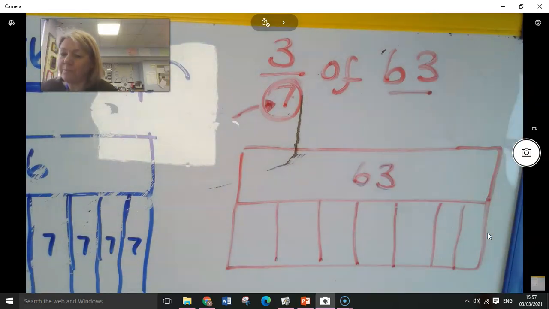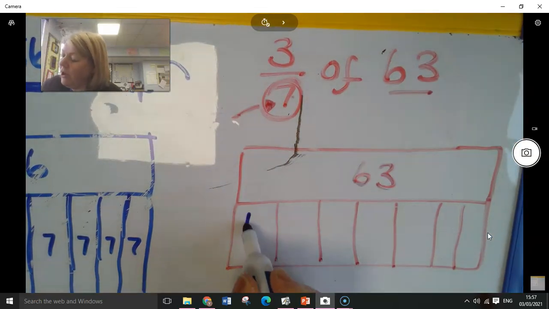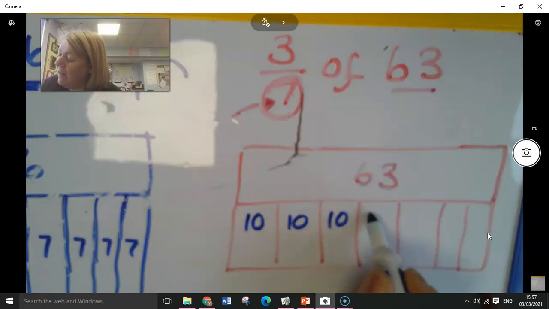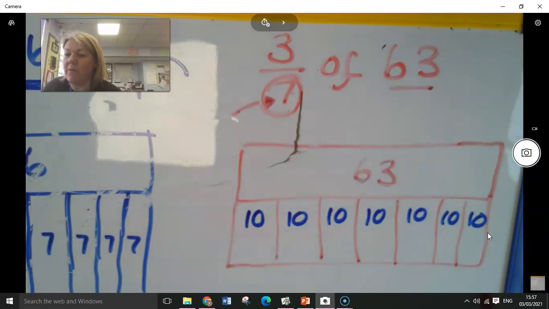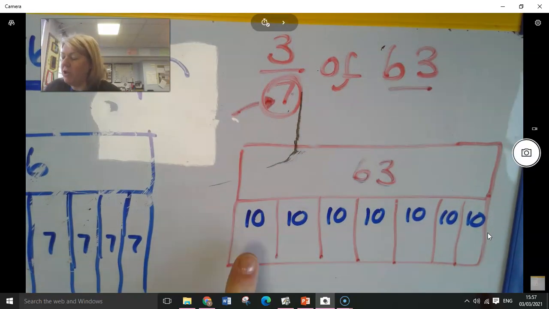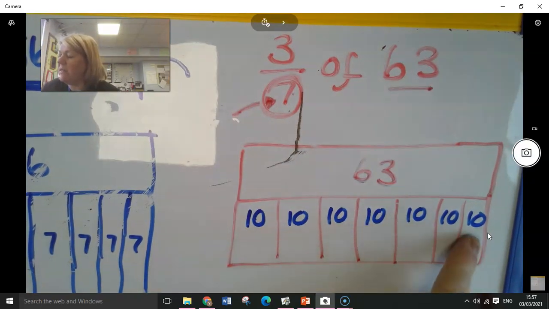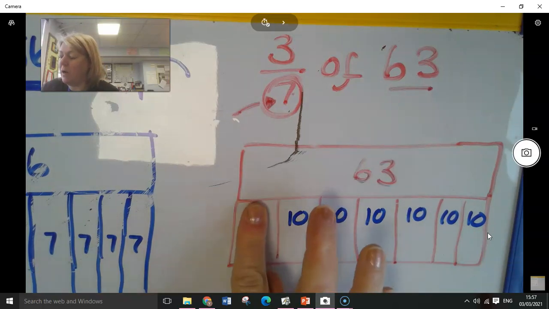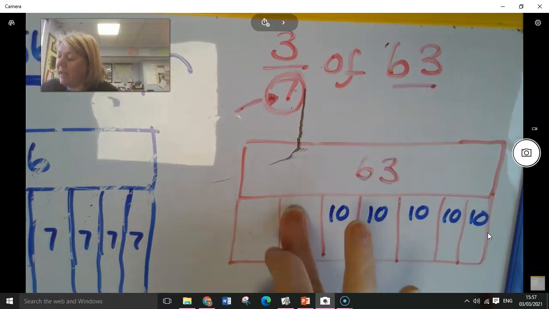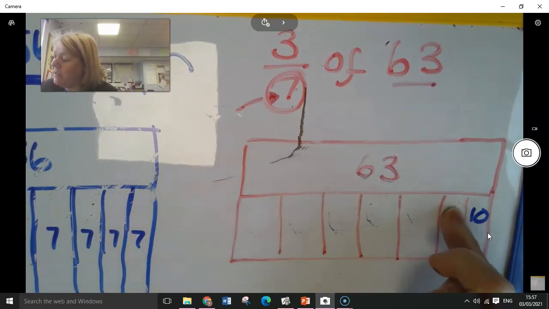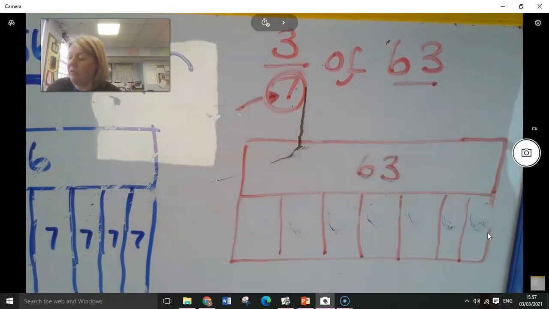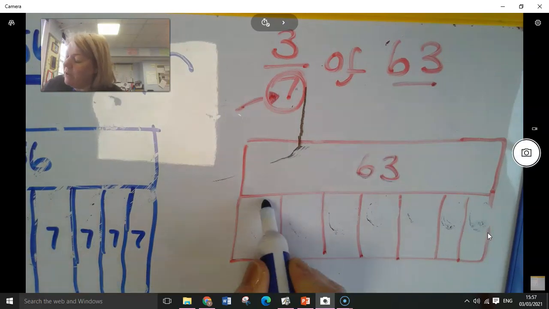Now, this is another way to do it. I could start and I could put 10 in each of my parts. I've only got 63 as my whole, remember. If I do that, I've got 10, 20, 30, 40, 50, 60, 70. So that's not going to work. So a little bit of trial and error here as well. So I'm going to get rid of all those 10s. 10s is too big. Can't put a 10 in each one. Gone over 63. So what I can do is I'm going to try 5.